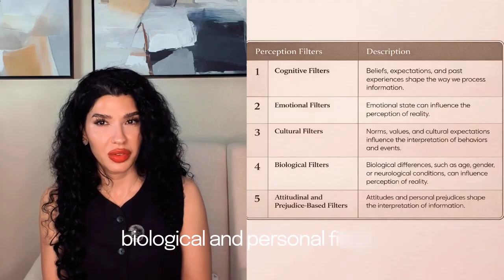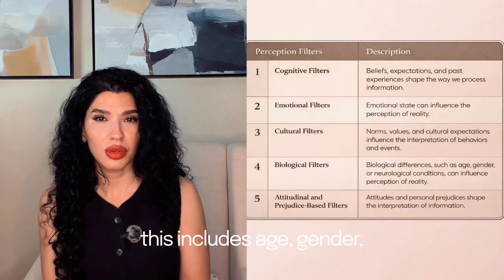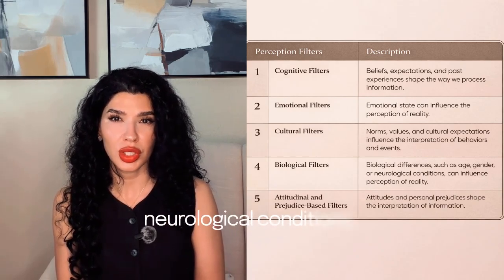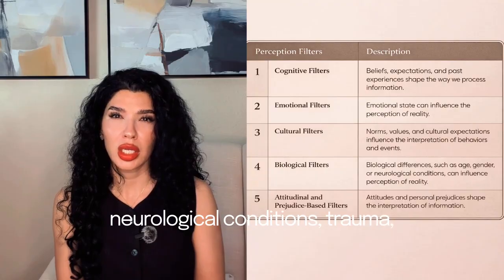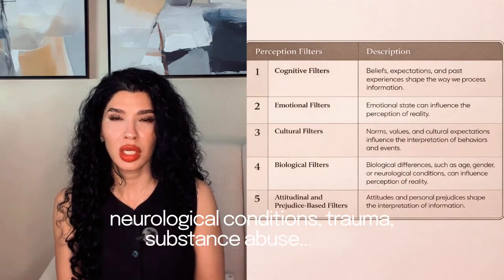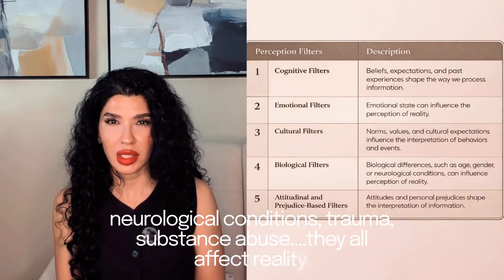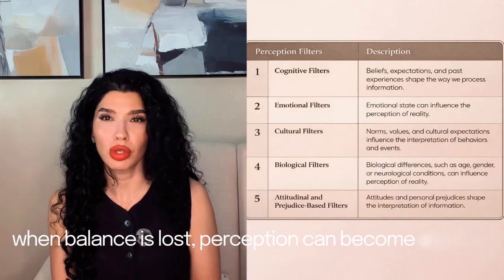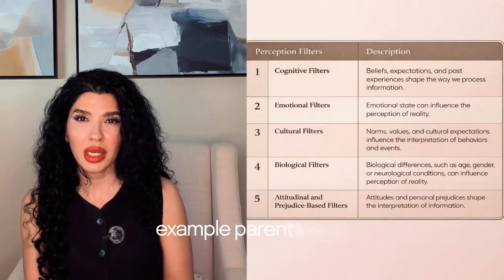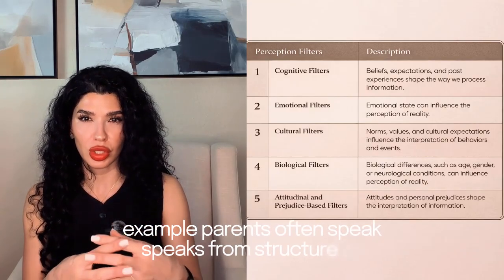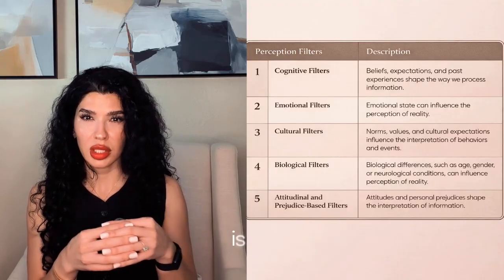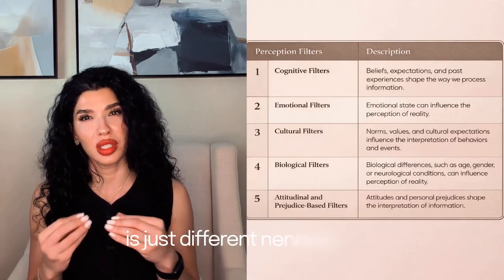Biological and personal filters. This includes age, gender, neurological conditions, trauma, and substance abuse, and they all affect reality. When balance is lost, perception can become distorted. Example: parents often speak from structure and children hear through emotion. It's the same words, just a different nervous system.